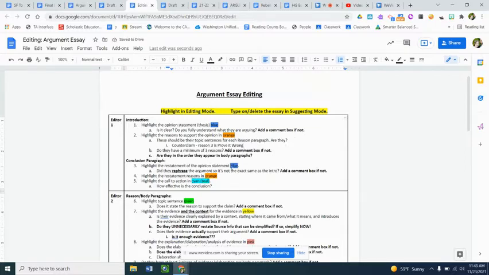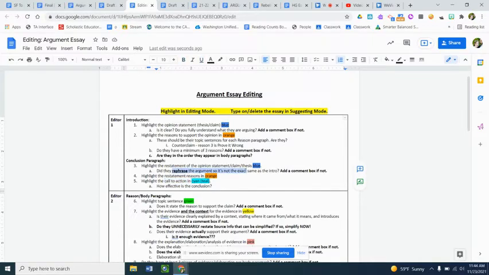In the conclusion paragraph, you're going to again highlight their opinion statement, their claim in blue. Let's put this here. Claim. In blue, you're going to highlight their reasons in orange, and you're going to highlight their call to action in teal. Do they actually include a call to action? Is it any good, or is it kind of like womp womp? They didn't know what to write and they just threw this away. If you've got suggestions for them, give them suggestions.